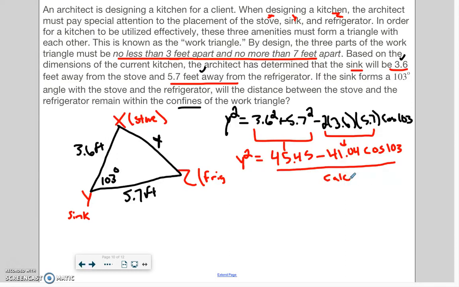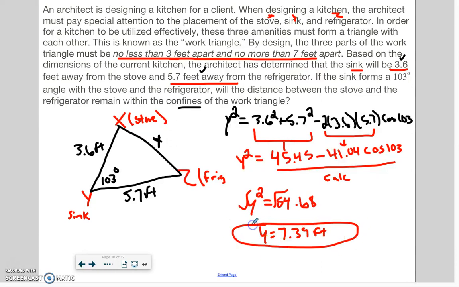45.45 minus 41.04 cosine of 103, hit enter. And you get y squared is equal to 54.68. And now we take the square root of that answer, and we get y is equal to 7.39 feet. And now just analyze your answer.